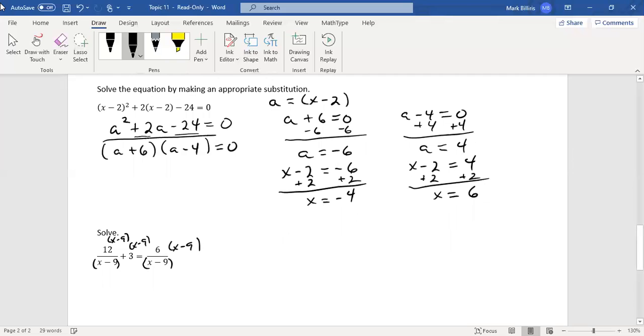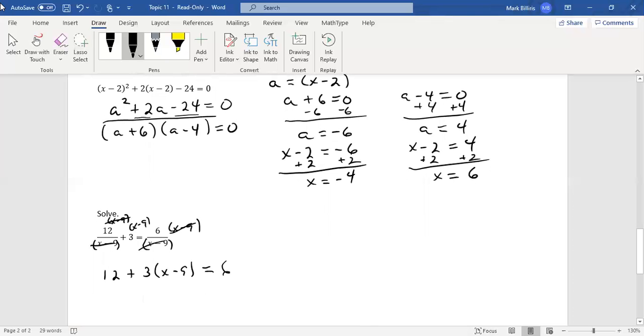So in my first term, the x minus 9s reduce to 1. So that leaves me 12. Plus, I have 3 times x minus 9 equals, and the x minus 9s reduce to equal 6. Now I'm going to distribute. Combine like terms. So I have 3x, and 12 minus 27 is negative 15.